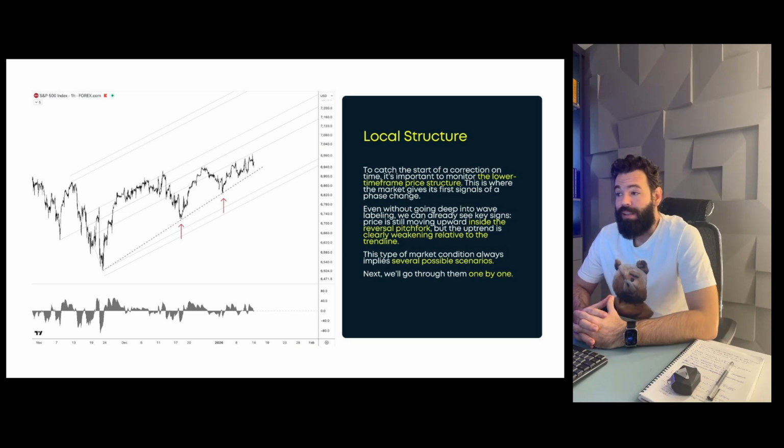In fact, the chart is in front of you. This is the hourly chart, and it is on this time frame that the market will give the first signal of a phase change. Without delving into wave markings, you can see on this chart that, for now, the price is forming within reversal forks, but at the same time, the upward trend is slowing down. In other words, the trend line is being tested, which is usually characteristic of weak movements and possible imminent reversals. And the current state of the market suggests several possible scenarios for development, which we will analyze together in this video.